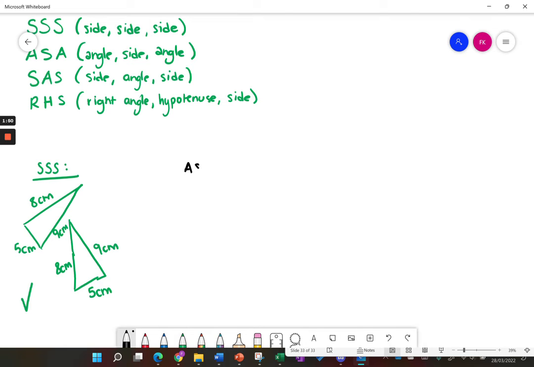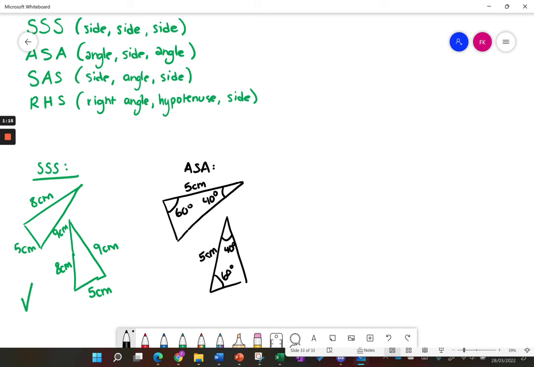So then looking at ASA, in this one we need 2 angles which are the same and 1 side which is the same. So again, looking at 2 triangles, if we say this here is an angle of 60 degrees and this one here is an angle of 40 degrees, then again, we have 60 degrees here and 40 degrees here. So if we've got the 2 angles here, then the length between them, and that's important, so it has to be this side here, has to be the same. So that's 5 centimeters and this is 5 centimeters, and yes, they are the same. So these 2 triangles are congruent following the ASA rule.